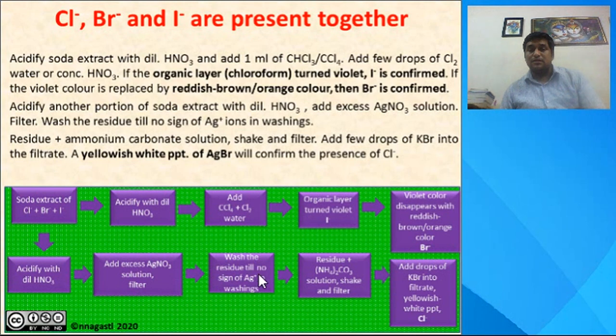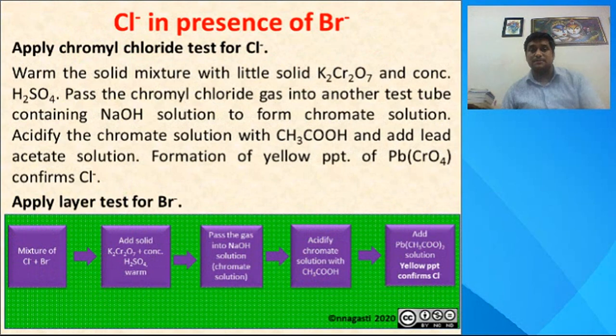Wash the residue till there is no sign of silver ion, and take the residue, add ammonium carbonate into it, and then filter. In the filtrate we will get silver chloride soluble in ammonia, and then add potassium bromide into it. It will give us silver bromide precipitate because of the low solubility product of silver bromide. The silver bromide will be precipitated, and that will confirm the presence of chloride ion in the mixture.